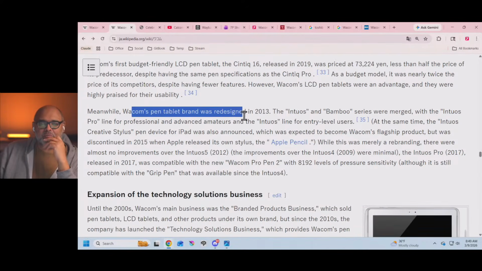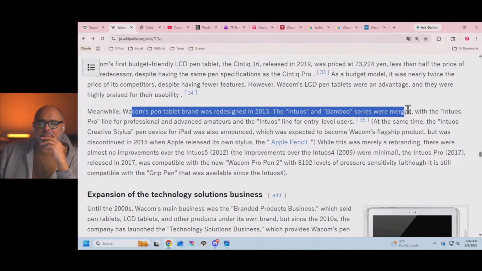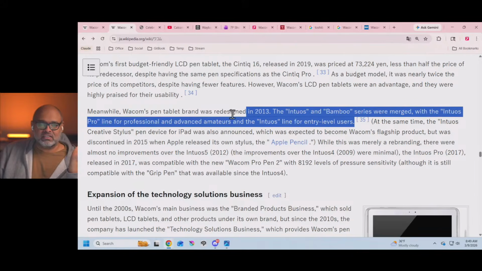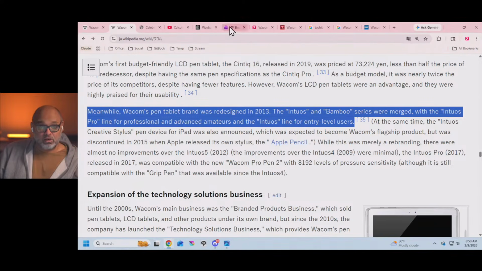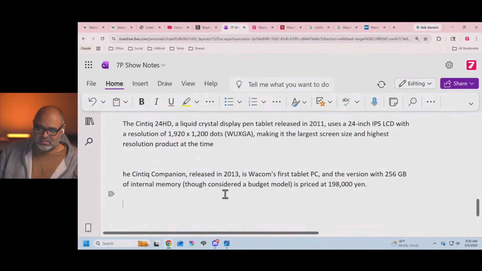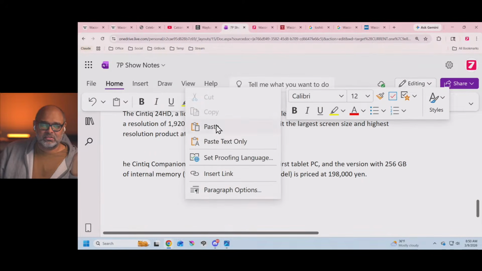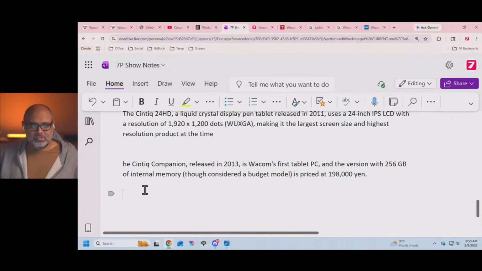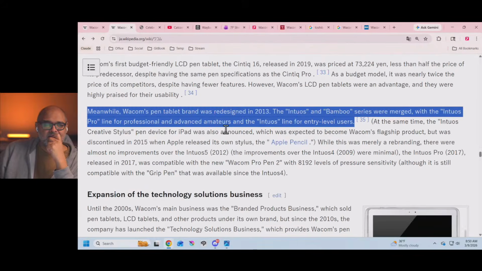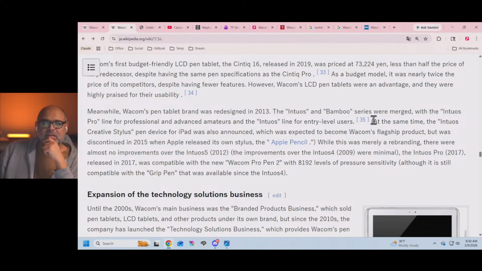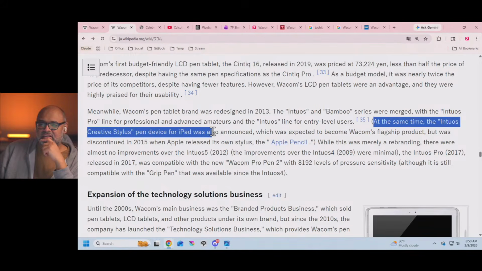Meanwhile, Wacom's pen tablet brand was redesigned in 2013. Intuos and Bamboo were merged. I hated this change, by the way. I mean, I've adapted to it now, but I did not like it. I didn't like something that was like a consumer thing, like being called Intuos. Because to me, Intuos meant pro, right? To me, it damaged the pro. It damaged the brand a little bit to me. Okay, at the same time, Intuos Creative Stylus for iPad.